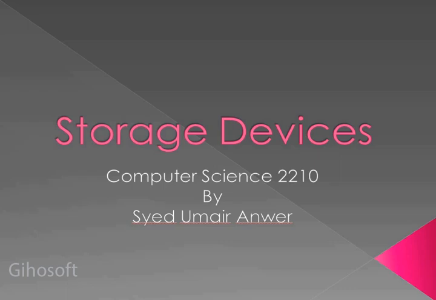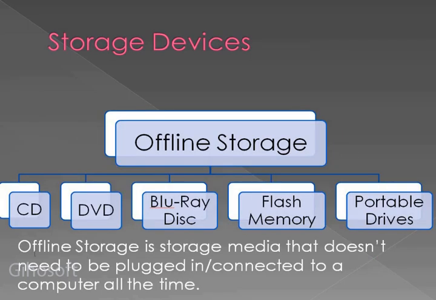So we were discussing storage devices, and we covered almost half of the topics: the types of storage, the primary memory and secondary memory. Today we are going to discuss offline storage.